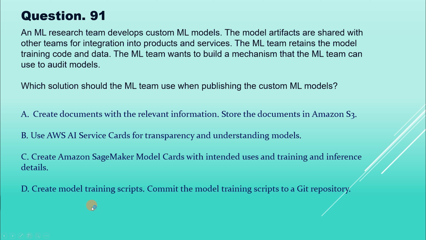And the correct answer here will be option C. Create Amazon SageMaker model card with intended uses and training and inference details. Because Amazon SageMaker model card provides a standardized and centralized way to document key details about a machine learning model. This includes intended use, training and inference details, performance metrics and ethical considerations. So these cards enable the ML team to maintain transparency, track audit details and share relevant information with other teams when publishing models. So option C is correct here.